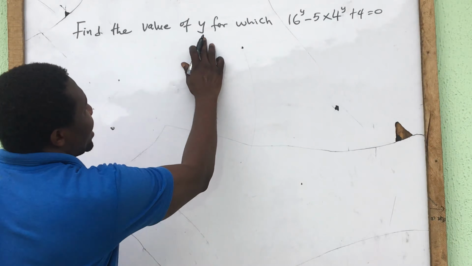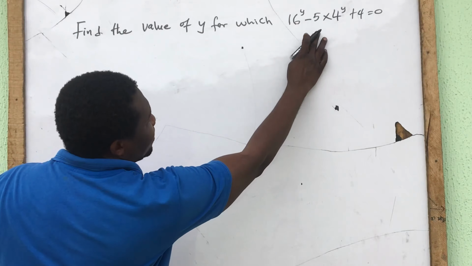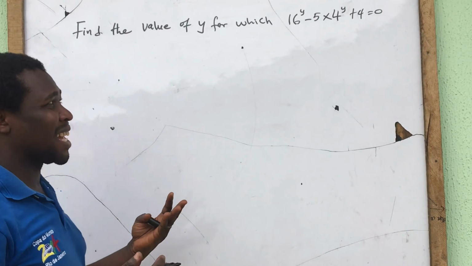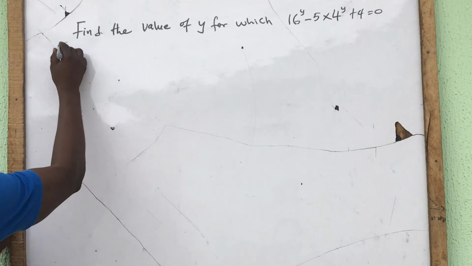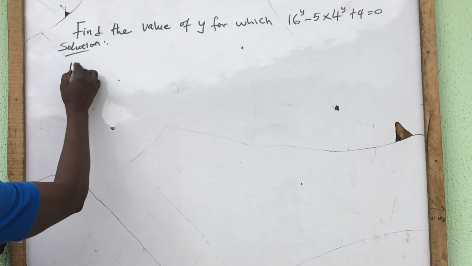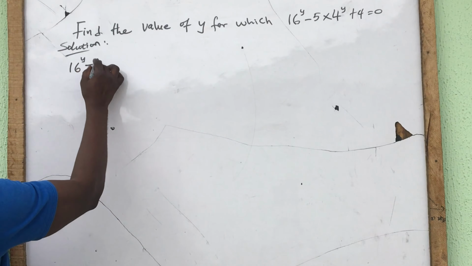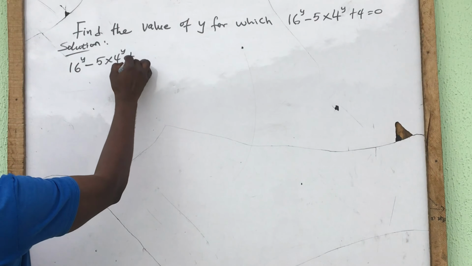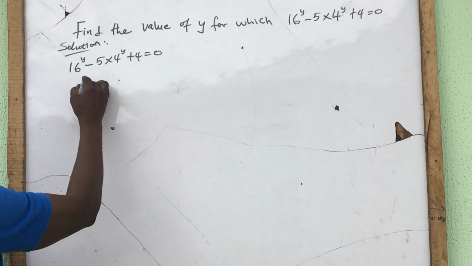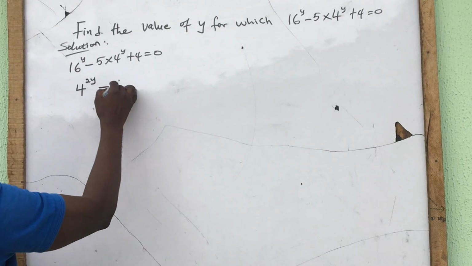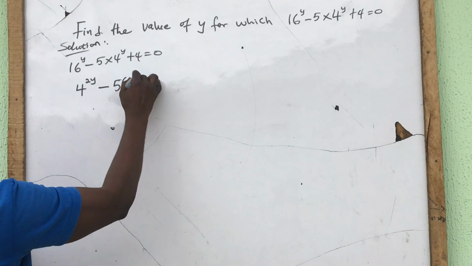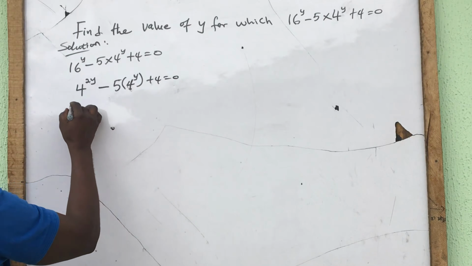Find the values of y for which 16 raised to power y minus 5 times 4 raised to power y plus 4 equal to 0. It's a quadratic equation that contains index form, so let's try to solve it together. We rewrite it in this form: 4 raised to power 2y minus 5 times 4 raised to power y plus 4 equal to 0.